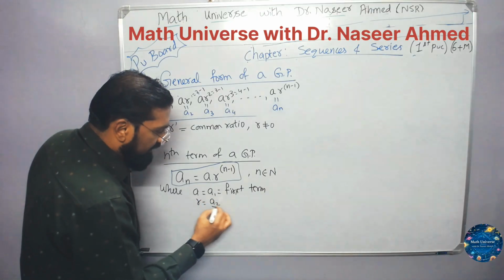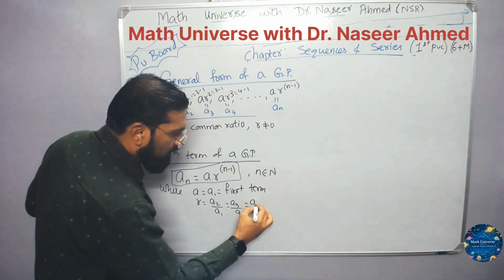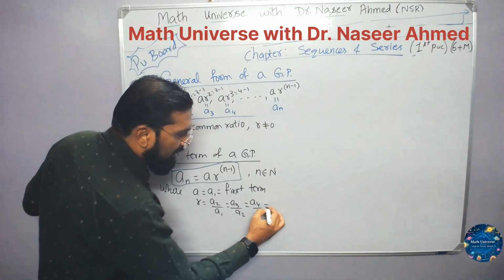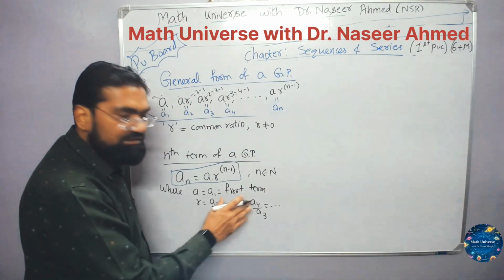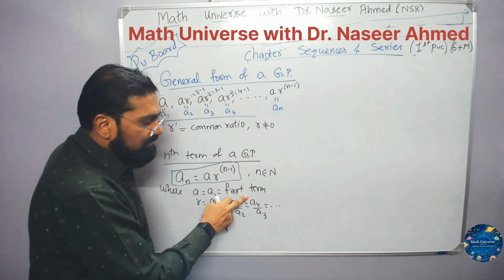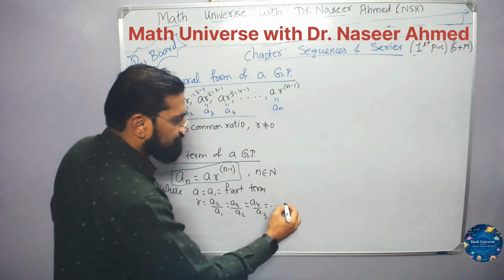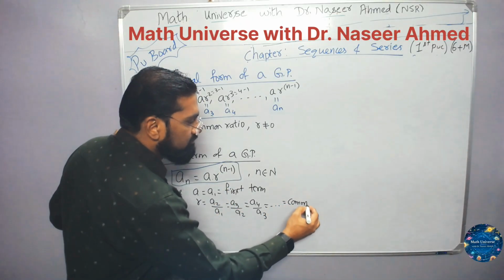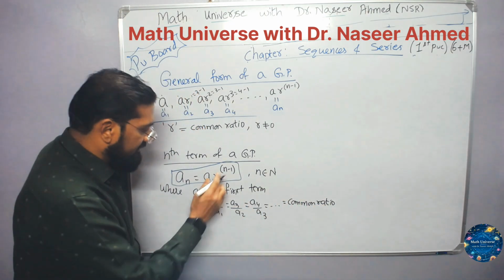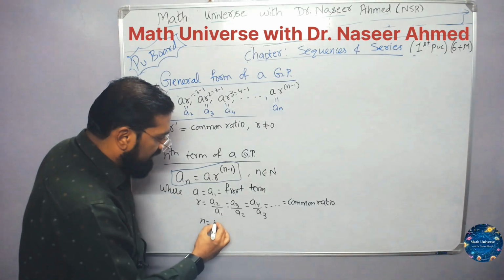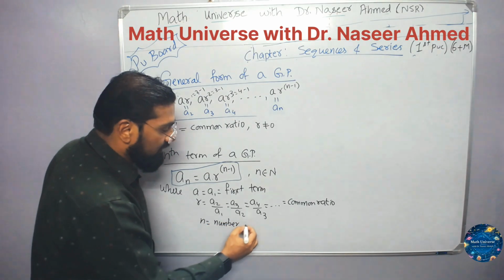Next, R is what? Common ratio, which is given by A2 by A1 is equal to A3 by A2 is equal to A4 by A3, and moves on. When I say moves on, it means whatever number of elements are there, for all this condition, whichever I take, the ratio between the term and its previous should be the same. This we call common ratio. Ratio we are taking, and it should be common. Next, n stands for number of terms, and number of terms cannot be negative nor a fraction. It should always be a natural number.